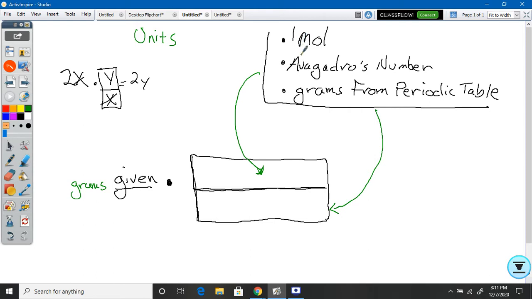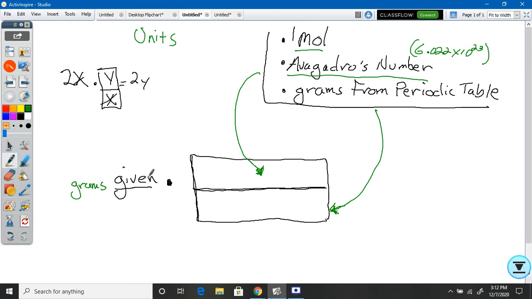Basically, you're only allowed to put three things in this box. You either write 1 mole, Avogadro's number, which as you know is 6.022 times 10 to the 23, or grams from the periodic table. Where you write those depends on what you want to get rid of and what you want to keep.